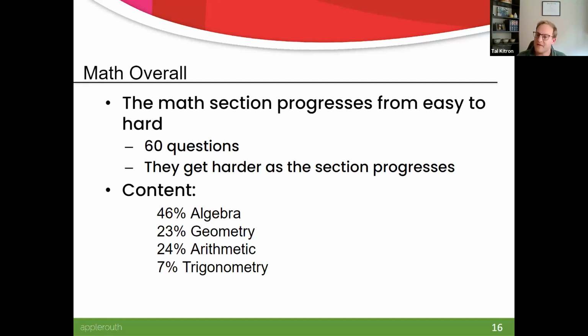We've got almost half algebra, and then almost half geometry and arithmetic, and then a smattering of trig and some other stuff.